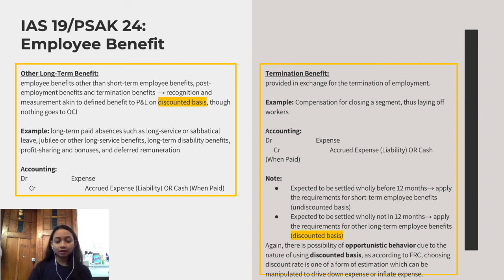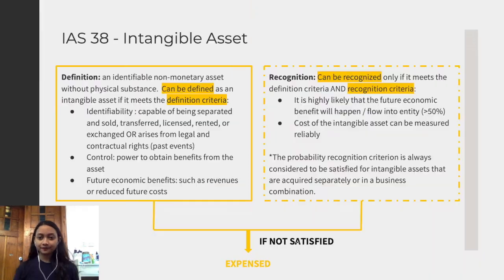Meanwhile, when it is expected to be settled wholly not within the 12 months of the period, then it applies the requirements for other long-term benefits, which is using the discounted basis. Again, there is possibility of opportunistic behavior due to the nature of using discounted basis, as according to the FRC, or Financial Reporting Council, choosing discount rate is one form of estimation which can be manipulated to drive down expense or inflate expense.